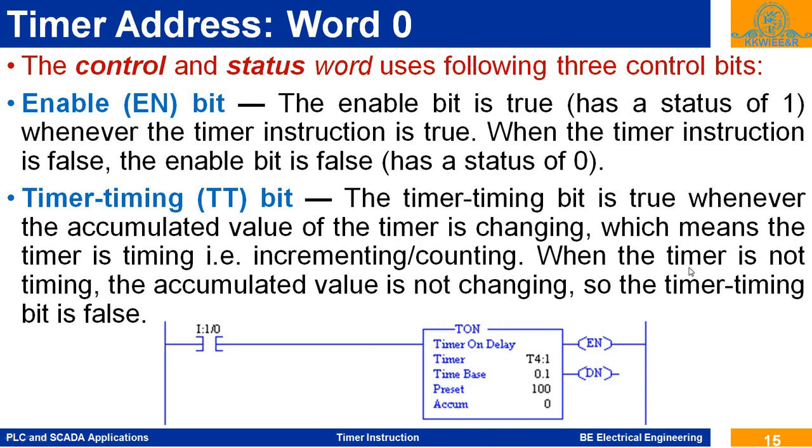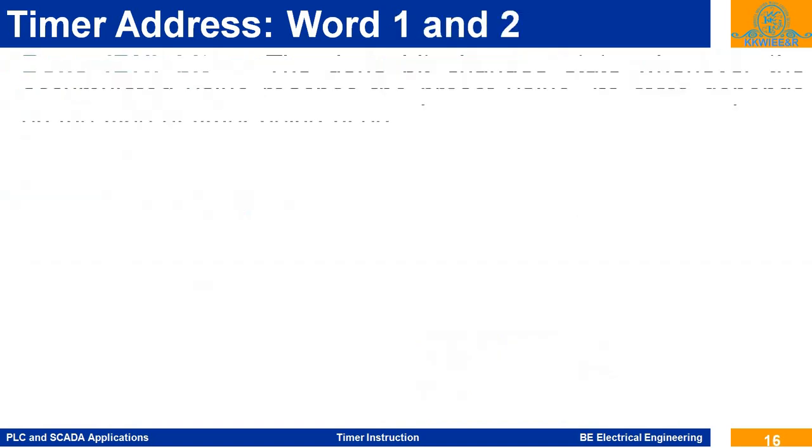Okay. When the timer is not timing, the accumulated value is not changing, so the timer timing bit is false. Okay. Means for on delay, off delay or retentive type timer, when the accumulator starts counting or changes its value, only during that period the timer timing bit is high or set. In other states, it is in false condition.